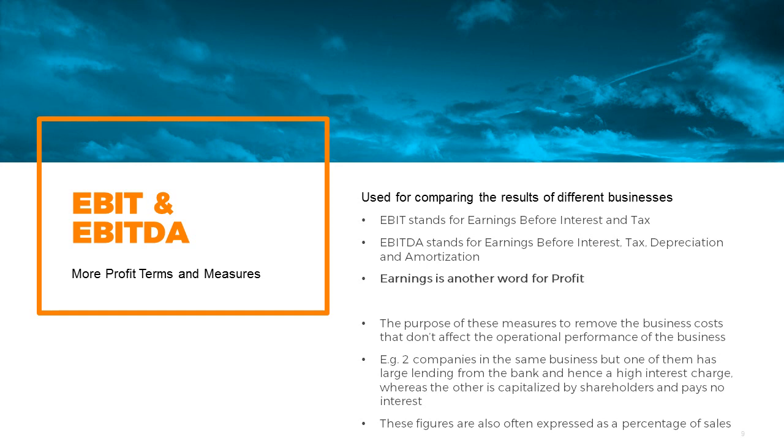The purpose of these measures is to remove the business costs that don't affect the underlying operational performance of the business. For example, take two companies that are in the same business sector, but one of them has large lending from the bank and hence a high interest charge, whereas the other is capitalized by shareholders and pays no interest. Whilst the overall profitability of the business is affected by the interest charge, the underlying operational profitability of the business is not affected. These figures are also often expressed as a percentage of sales.